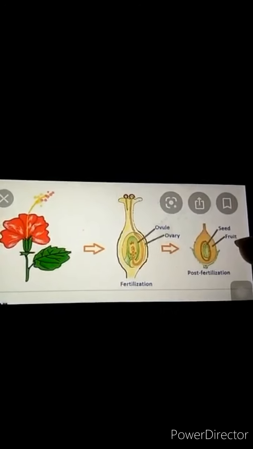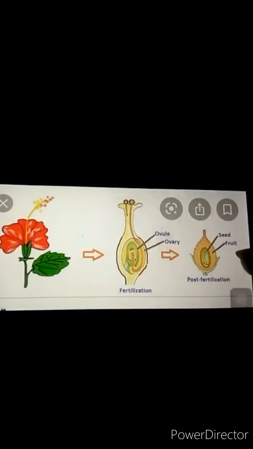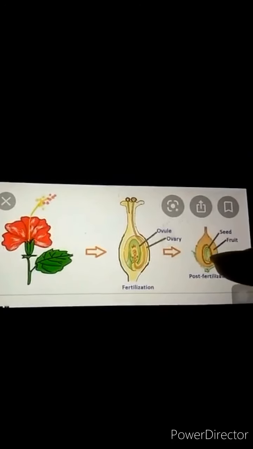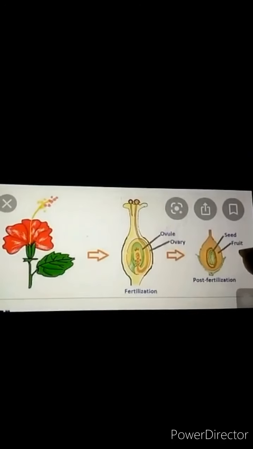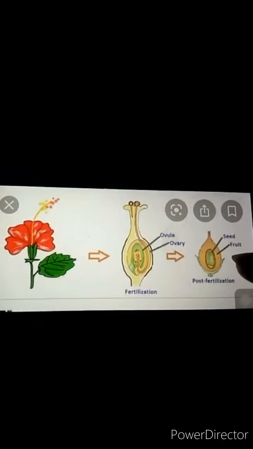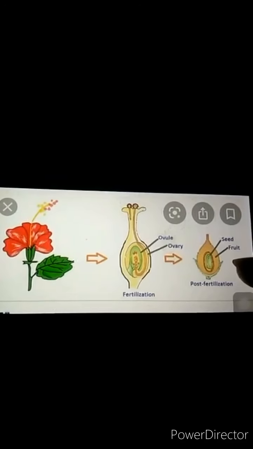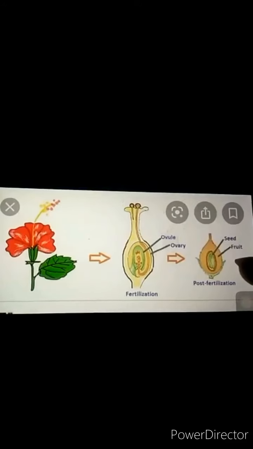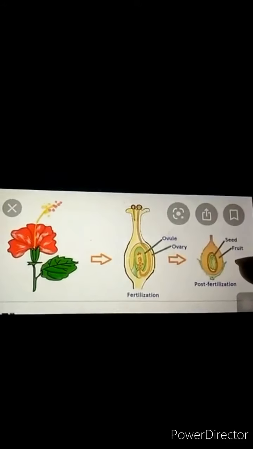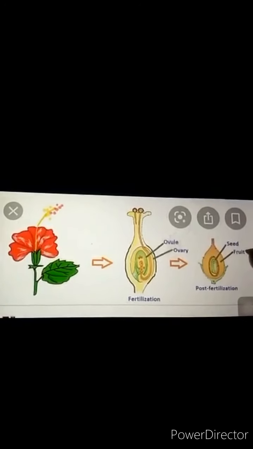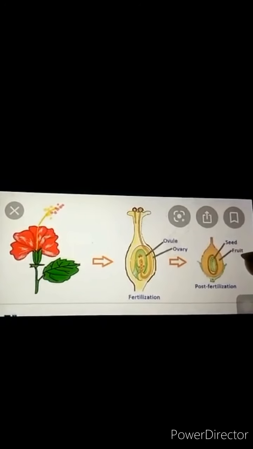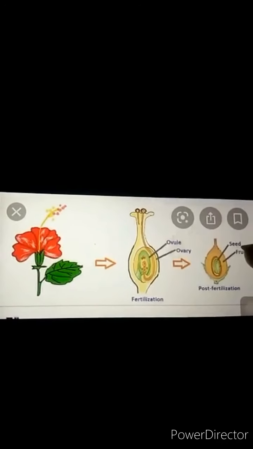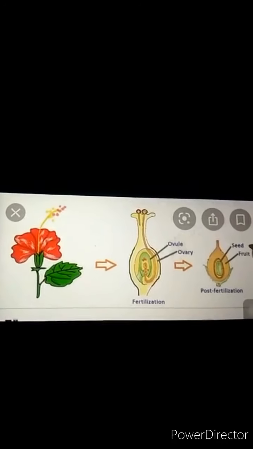Post-fertilization means the events that occur after fertilization. Now once the fertilization is over, all the floral parts of flower are going to fall off. That is the style, stigma, petals, sepals, everything will fall off. Only the ovary will remain intact along with thalamus, and it will result in the formation of structures, that is seed and fruit. The fertilized ovary forms fruit, whereas the ovule turns to seed.